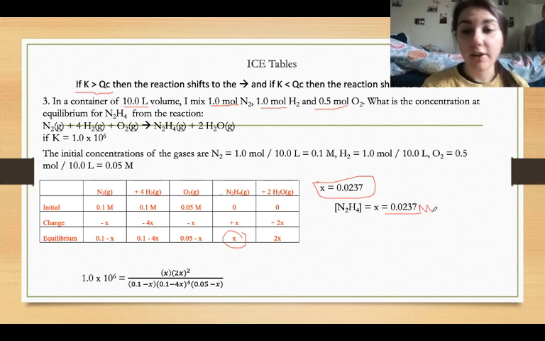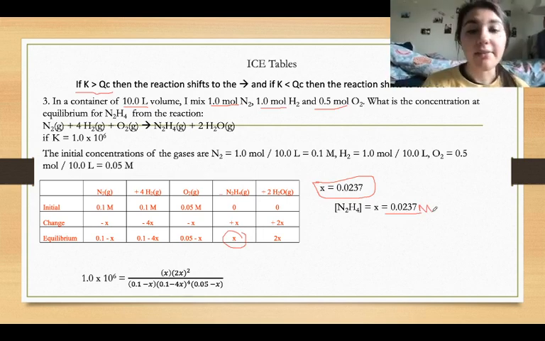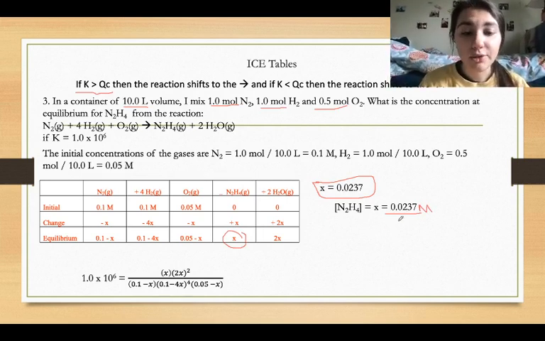0.0237. If I were asking about water, then I would need to multiply this by 2. If it were asking about oxygen, I'd have to take 0.05, subtract 0.02, and so on. So you'd have to go through all of these steps and make sure that you do get concentrations.